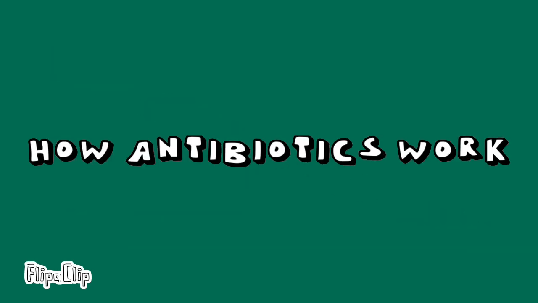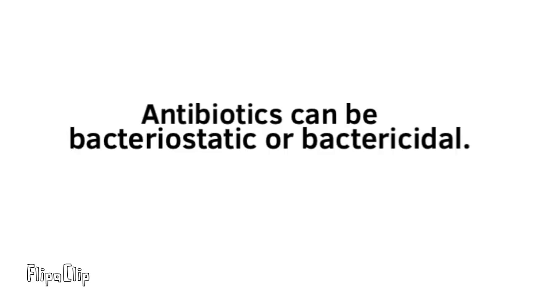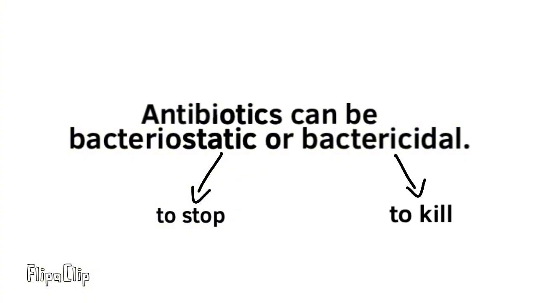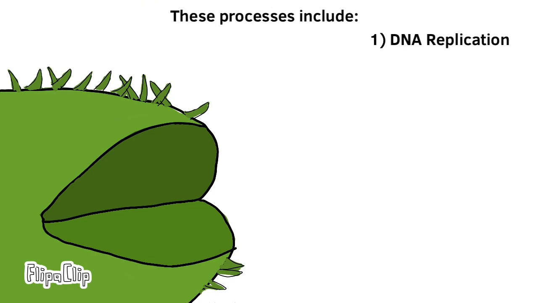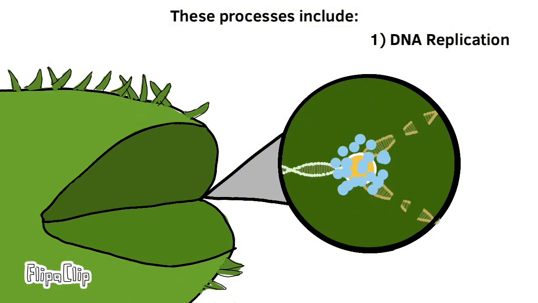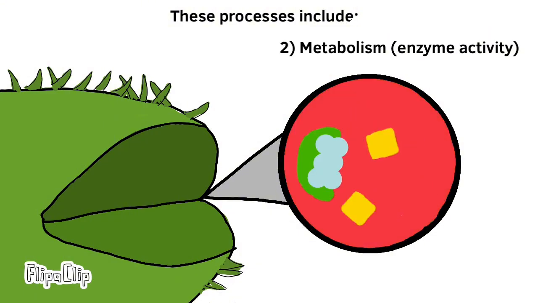How antibiotics work. Pathogenic bacteria in the body cause infections, which can be treated by antibiotics. Antibiotics can be bacteriostatic or bactericidal. Bacteriostatic antibiotics slow the growth of bacteria by interfering with the processes the bacteria need to multiply. These processes include DNA replication, metabolism such as enzyme activity, and protein production.